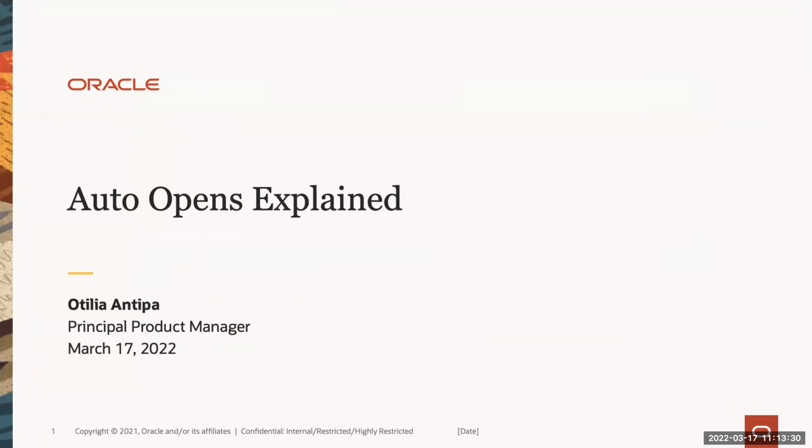So my name is Otilia Antipa, and I am a principal product manager at Oracle. I manage the reporting and analytics side of Eloqua, and I've been with Oracle for just around 4 years, although I've definitely worn a couple different hats. I started as a technical account manager. I then moved over to the consulting team, spent a couple years there, and as of last October, moved over to the product team. So very excited to be here today and talk to you a little bit more about AutoOpens. Fair warning, I'm going to be saying the word opens a ridiculous amount of times, so bear with me.